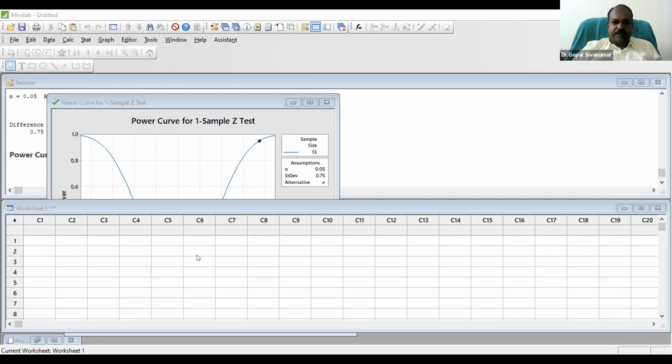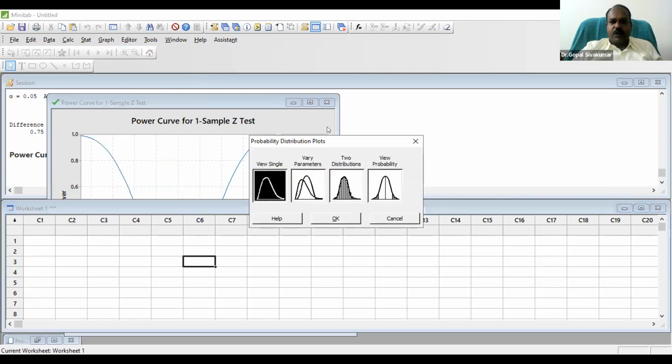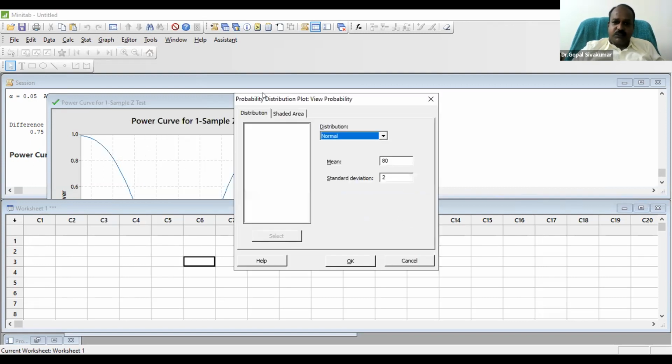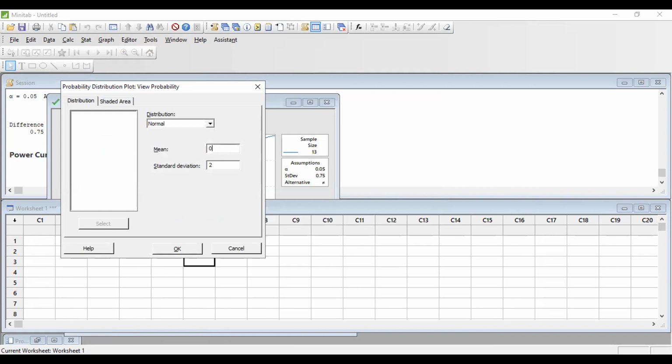Yes, Minitab. I hope all of you can see my Minitab. Graph, probability distribution plot, view probability. Should I go for normal distribution or standard normal distribution now? Standard, because the real-time scenario is not known to us now. Unless and until people share the problem with us, we know the mean and standard deviation. So this is the ideal situation we are discussing, 0 and 1.